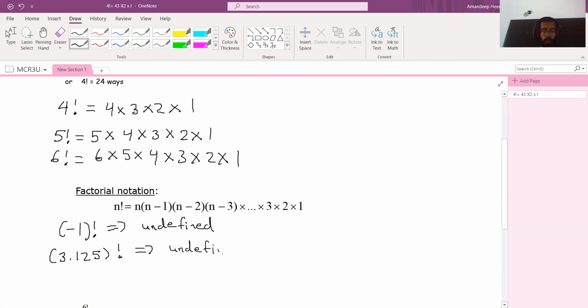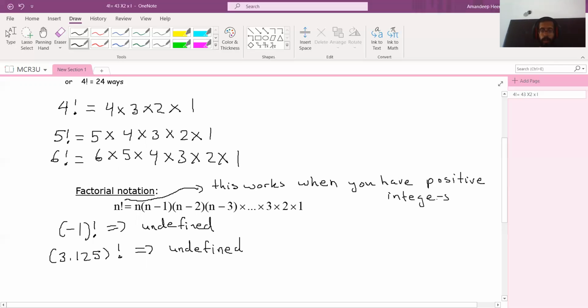So the factorial formula works when you have positive integers or 0. Now, what do you think 0 factorial will be?